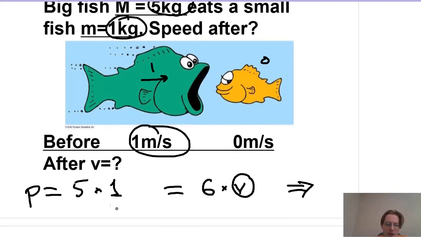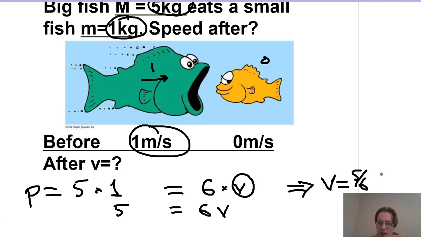The equation for it is now 5 equals 6v. In other words, the velocity has to equal 5 over 6, 5/6 of a meter per second. Notice how the big fish does slow down. It's now less than 1 meter per second. It doesn't drop by half because now the little fish isn't as massive.